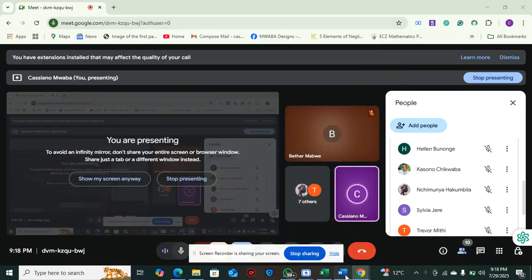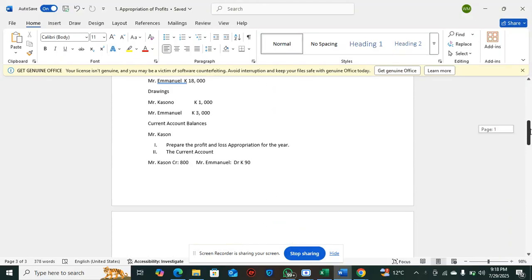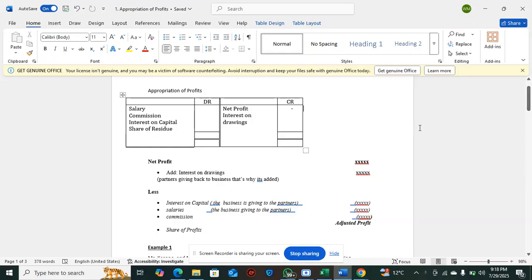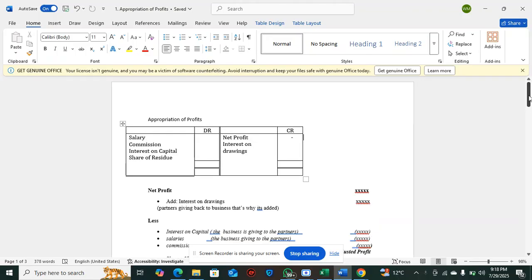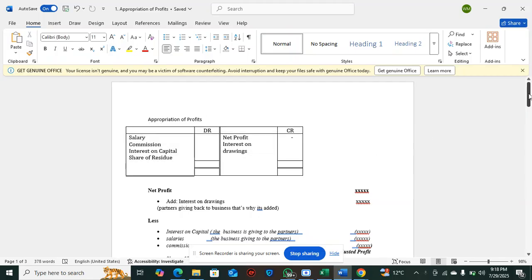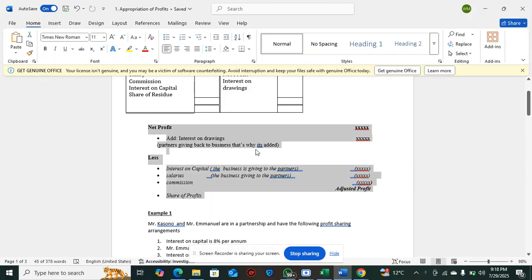Yes, so we're looking at partnership accounts. The first thing that we're going to look at is appropriation of profits, how the partners share their profits and any other things related to them. Now, the appropriation of profits can be shown as a T account, but most books print it in this format here, and this is the format we're going to use.